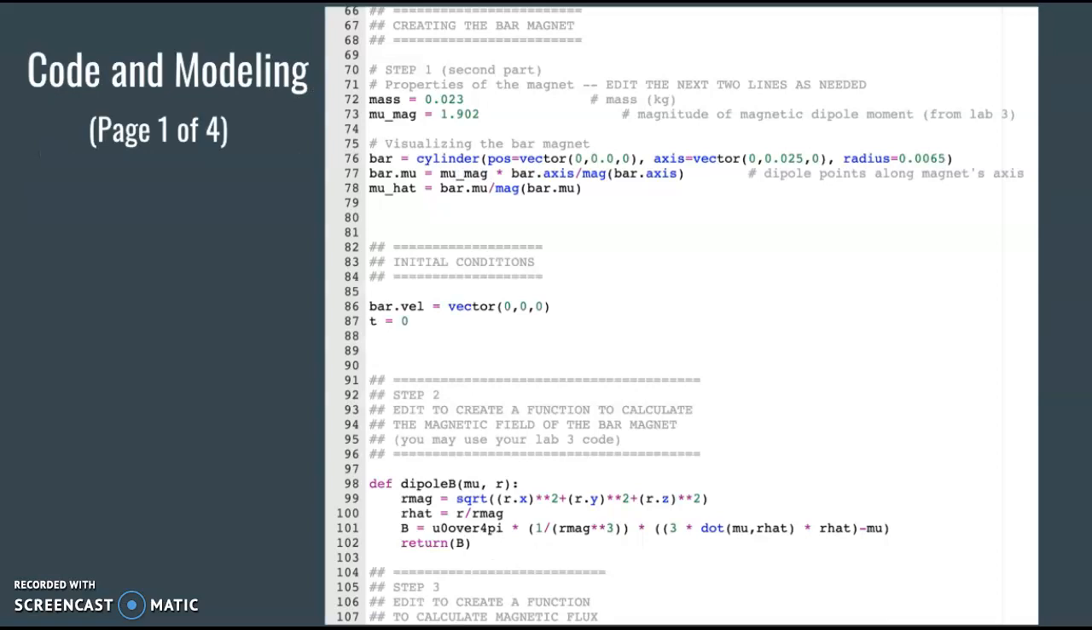Next, we created a computational model to simulate this experiment. The bar magnet is modeled as a point dipole, and the aluminum tube was modeled as a stack of independent conductive rings. After setting up the initial conditions, we calculated the magnetic field due to a bar magnet at a relative position to the magnet. The function dipole B at the bottom was used in the previous lab.